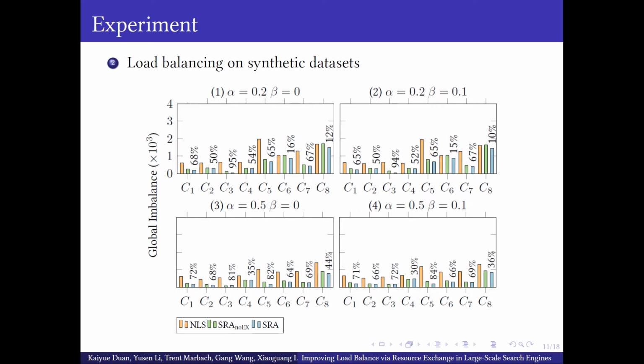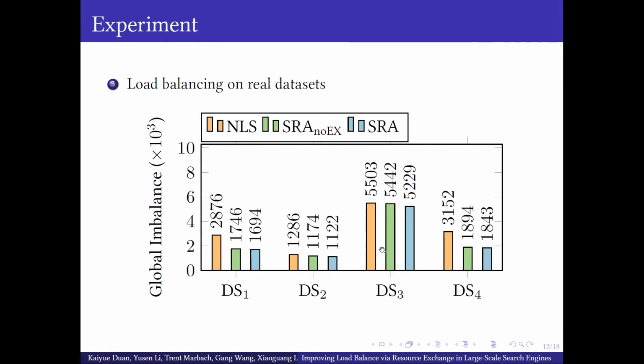Third, the global imbalance produced by each algorithm for the heterogeneous machines is much higher than that for the homogeneous machines, implying that reassigning shards among heterogeneous machines is more difficult. More observations and analysis are described in the paper. We evaluated the performance of the algorithms for real datasets. The figure plots the global imbalance produced by each algorithm.